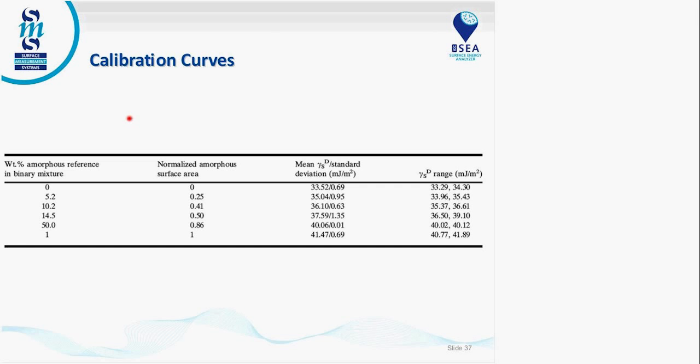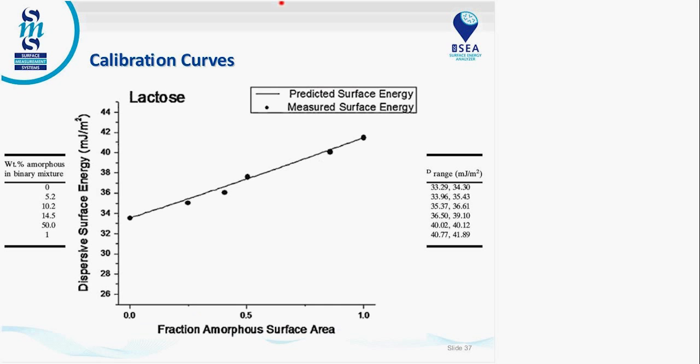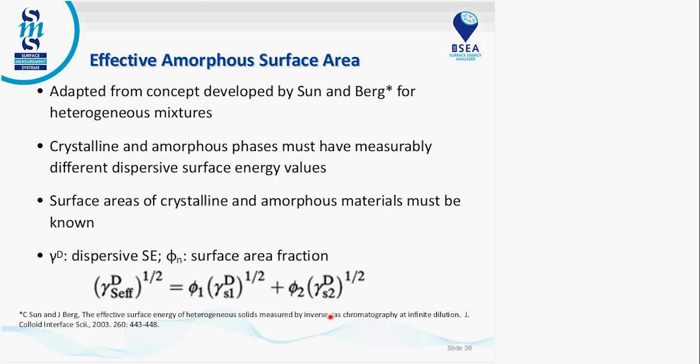For the calibration curves, we did some binary mixtures of amorphous versus crystalline lactose. We normalized the values based on the effective surface area of the amorphous phase versus the crystalline phase. We get the surface energy values, and then we can plot the dispersive surface energy versus the fraction of the available surface in the column that's amorphous, because we know that by the amounts that we put in. We get our measured value versus the predicted value. The predicted value, just to go back, is from this equation here. And we can see we get a very nice curve.